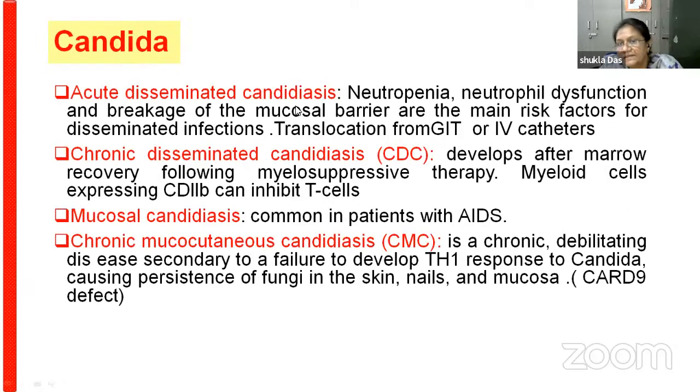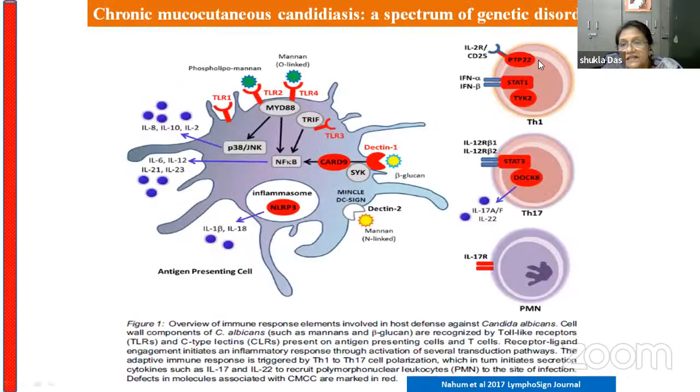Candida can be either acute disseminated candidiasis, mostly seen in GIT translocation, like after malignancy in chemotherapy, or through IV catheters. It can manifest as a chronic manifestation or disseminated, as I said, in CARD9 deficiency. Chronic mucocutaneous is also in CARD9, and disseminated can be after suppressive therapy. So these are the red ones, if you see: CARD9, NLRP3, DOCK8, STAT. These are the signaling molecules. Any patient having these missing, the signaling molecule will not work. Antigens will not be presented to the T cell, and the patient will have fulminant infection.